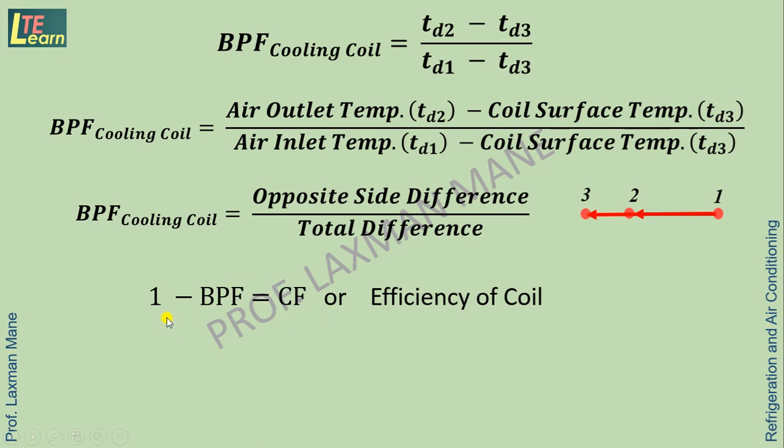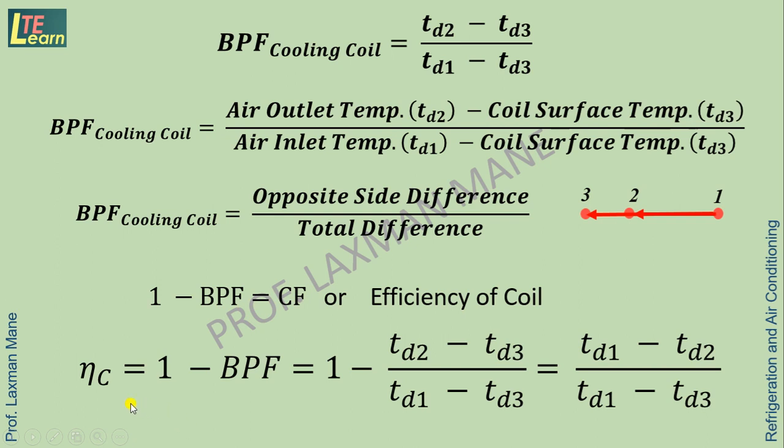Now the next concept is 1 minus bypass factor, which is called the contact factor, also called the efficiency of the coil. So efficiency of cooling coil is equal to 1 minus bypass factor. Simplifying this, we find efficiency of cooling coil as TD1 minus TD2 divided by TD1 minus TD3. So 1 minus 2 is the effective change in temperature, divided by 1 minus 3, the total change in temperature.